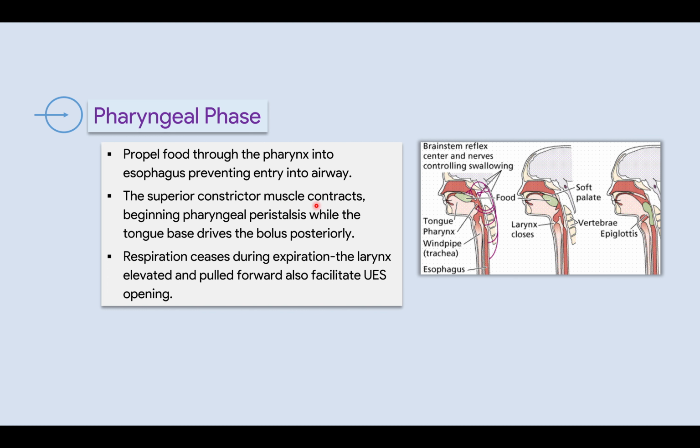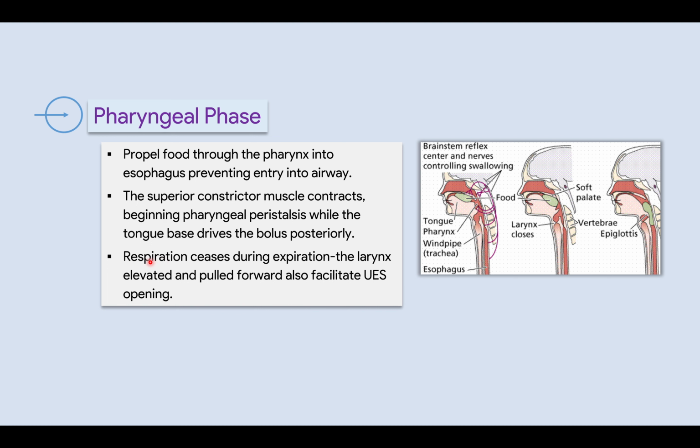So the superior constrictor muscle contracts, beginning the pharyngeal peristalsis, while the tongue base drives the bolus posteriorly. So in the oral phase, when the food bolus has been prepared, it needs to be pushed down into the esophagus through the pharynx. In that case, the tongue, which is an important organ, moves your bolus posteriorly. Then what happens?